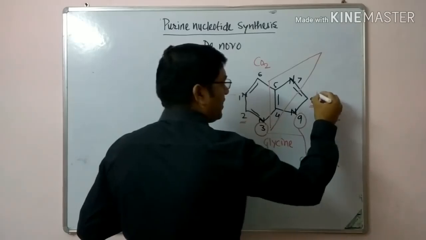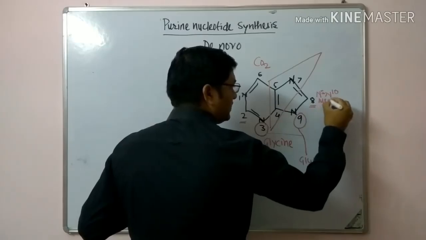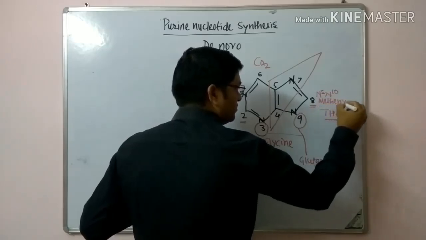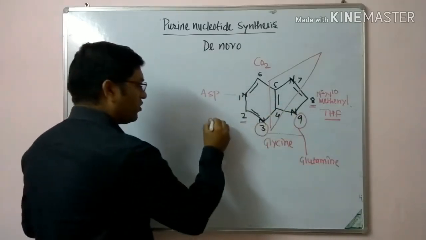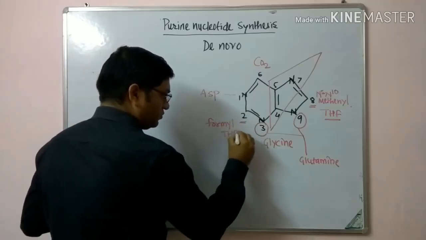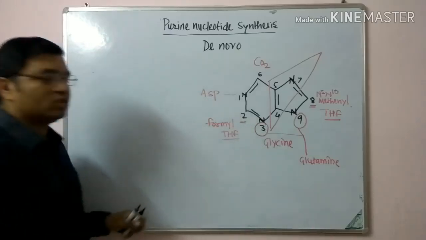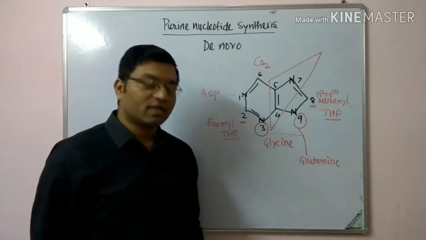So this is from N5, N10 methenyl tetrahydrofolate, and this C2 is from formyl tetrahydrofolate. So these are the sources of carbon and nitrogen in the purine rings.